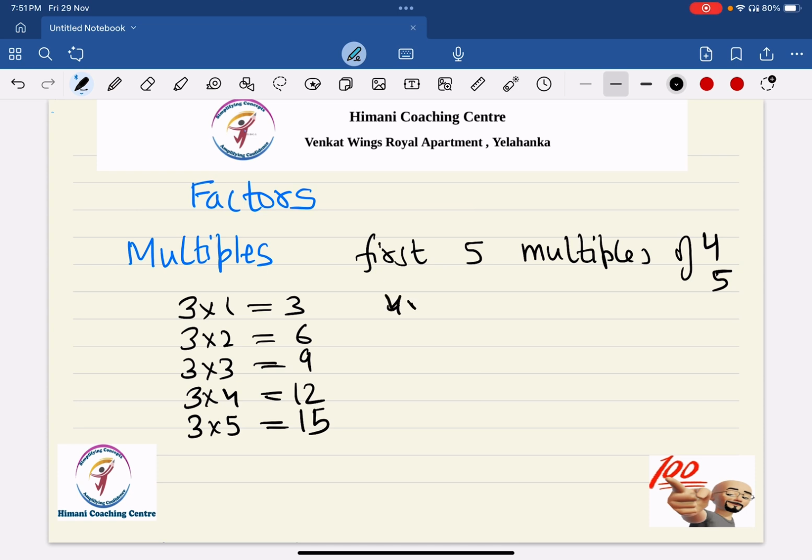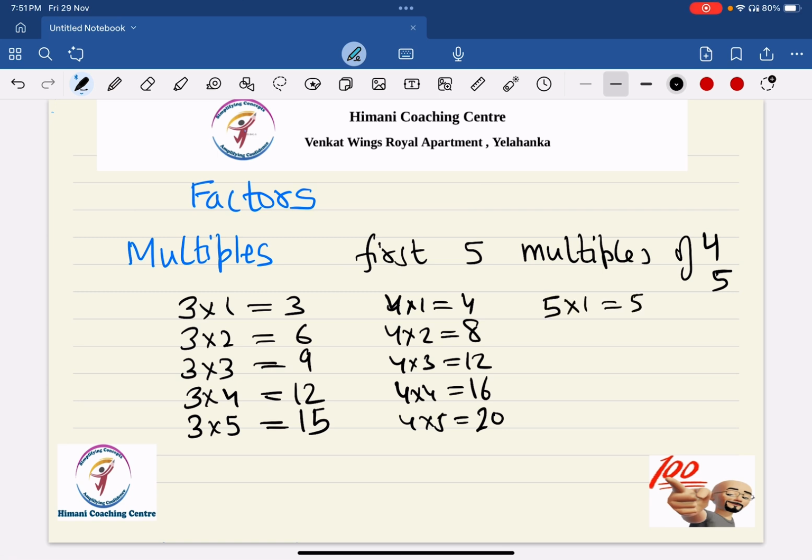So for the 4 table, 4 times 1 is 4, 4 times 2 is 8, 4 times 3 is 12, 4 times 4 is 16 and 4 times 5 is 20. So for 5, 5 times 1 is 5, 5 times 2 is 10, 5 times 3 is 15, 5 times 4 is 20 and 5 times 5 is 25.